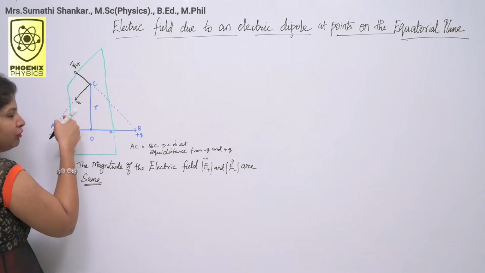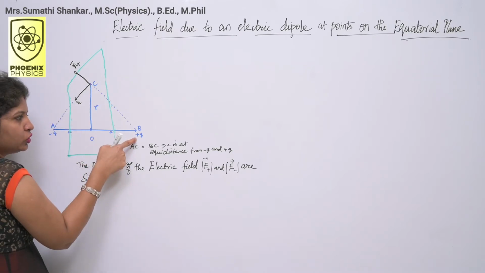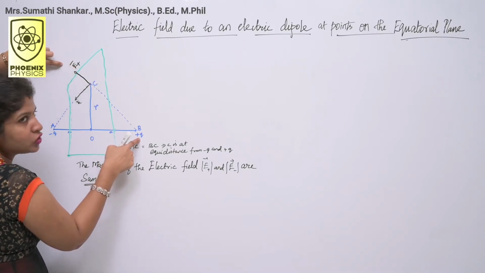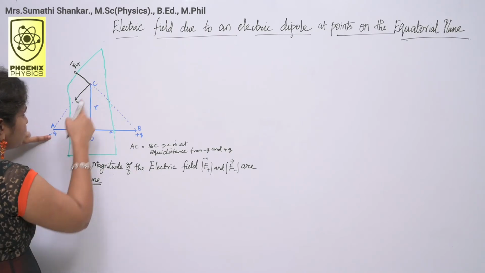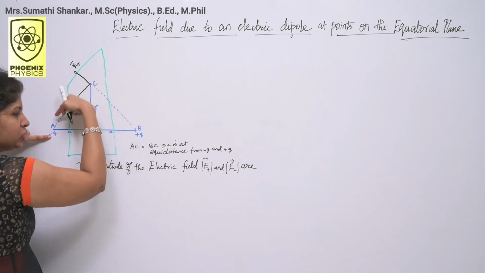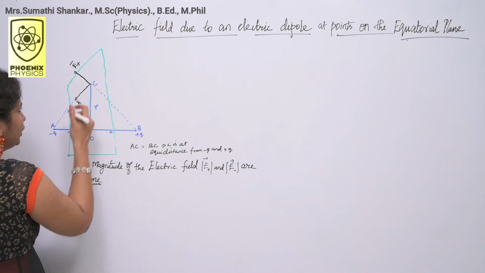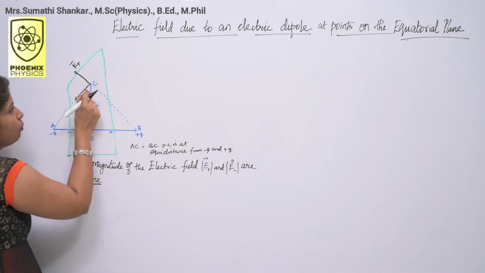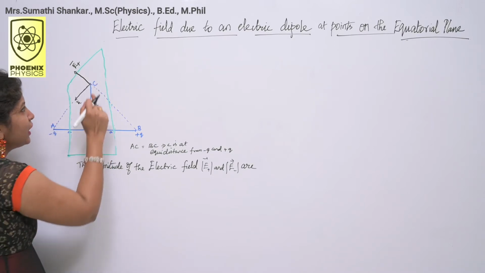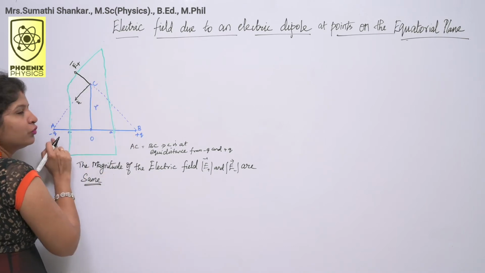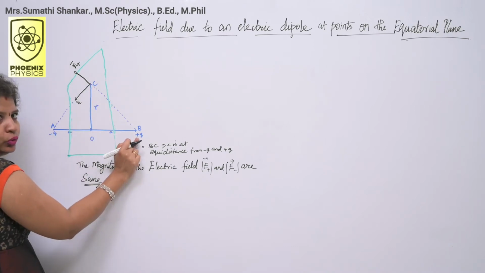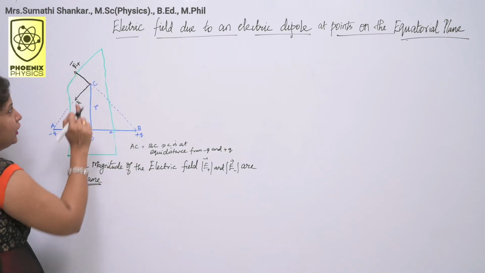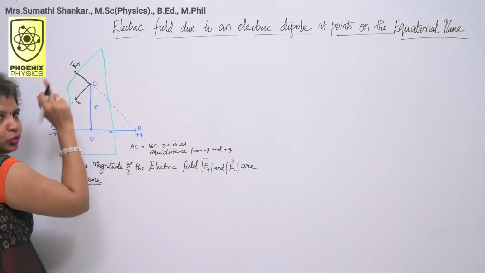Why did I mark the inward arrow? Because this is plus Q charge. If it is plus Q charge, the electric field points away from the charge. If it is minus Q charge, the electric field points towards the charge. That is why I have marked it. Look at the scalar value, the magnitude of electric field. Both are the same. Why? Because C is at equal distance from minus Q to plus Q. That is why I have drawn both the electric fields the same length. That is, E plus and E minus magnitude is the same.